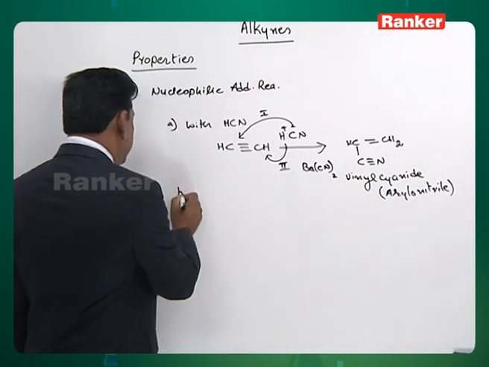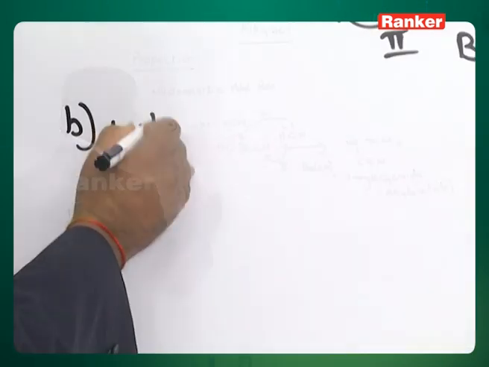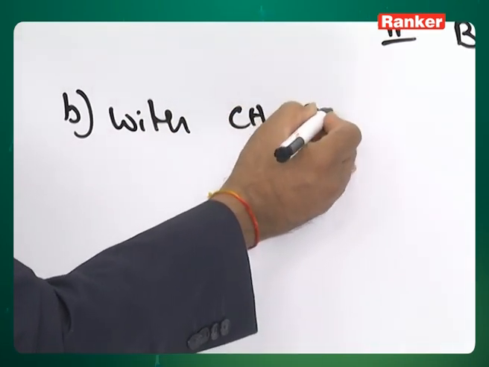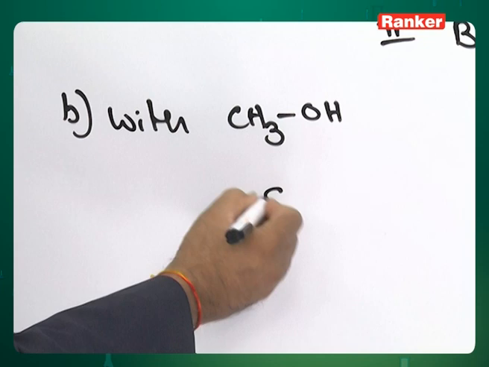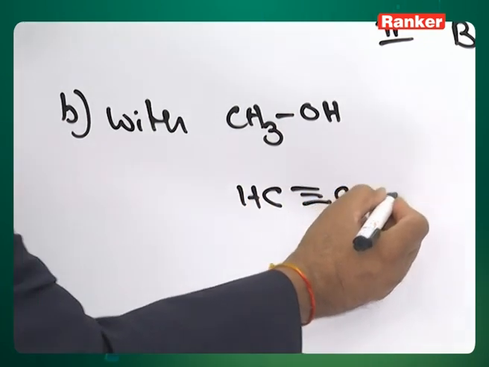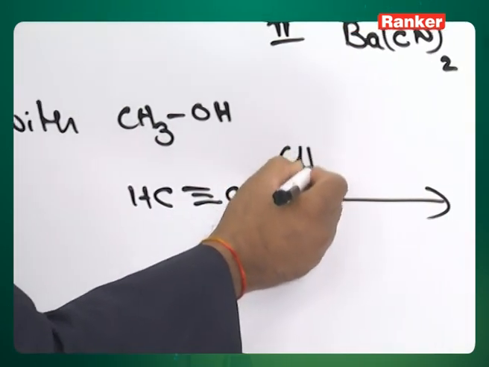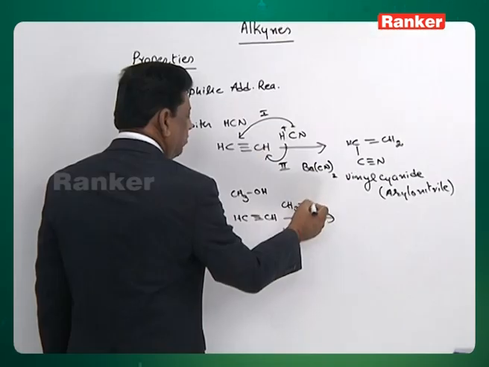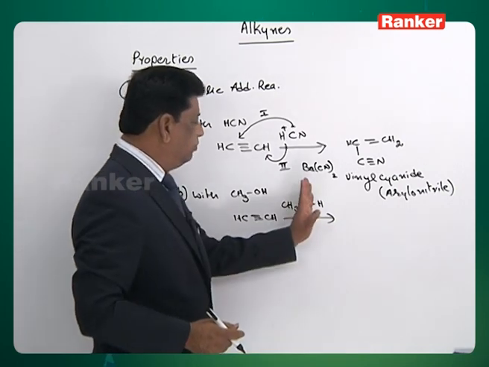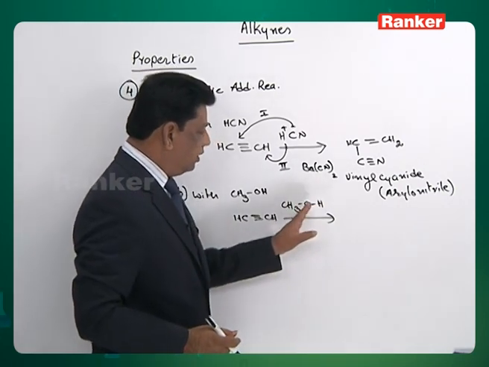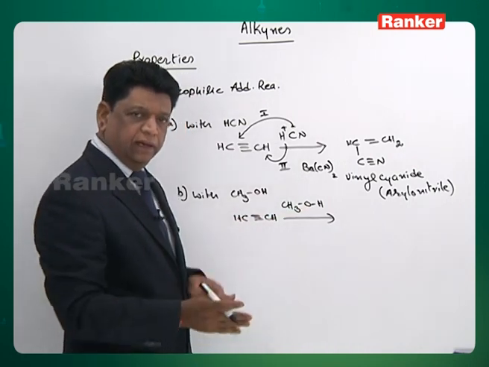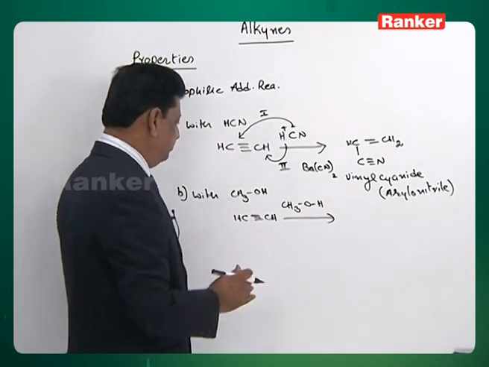Similarly, we have one more addition with methanol or some alcohols like ROH. You can take acetylene and add the methanol. Methanol has a way of splitting into H plus and the methoxy anion, or the whole methanol will be added and later H plus is deleted.